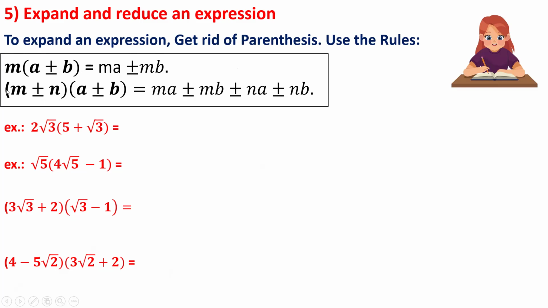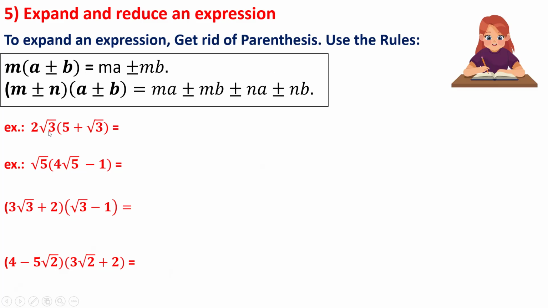By the way, this parenthesis is called a binomial since I have two terms inside. So here we are multiplying two binomials. We multiply the first by the first: m times a is ma. Then the first by the second: m times b is mb. Then the second by the first: n times a is na. Then the second by the second: n times b is nb.